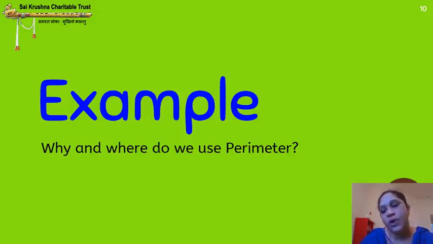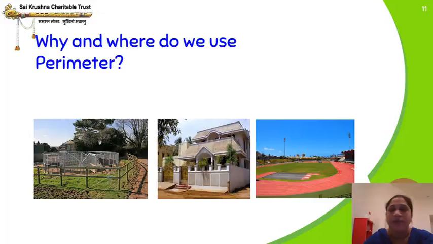So we have seen what perimeter is. Now we'll see where and why we use this perimeter so we get a better understanding. So let's see where we can use this perimeter. In these images you can see that there is a fence here for the horse. There's a compound wall, there is a track. So basically all these are closed figures, and to know how much it costs, to know how much distance we have to cover, we use perimeter.